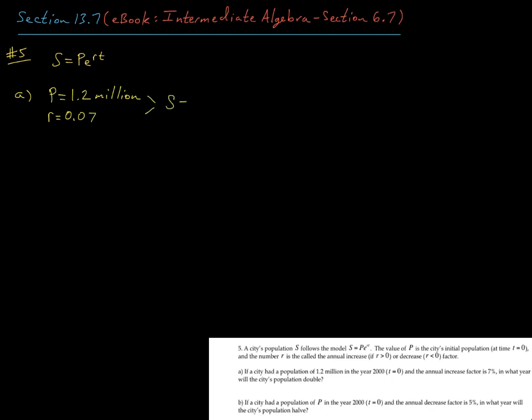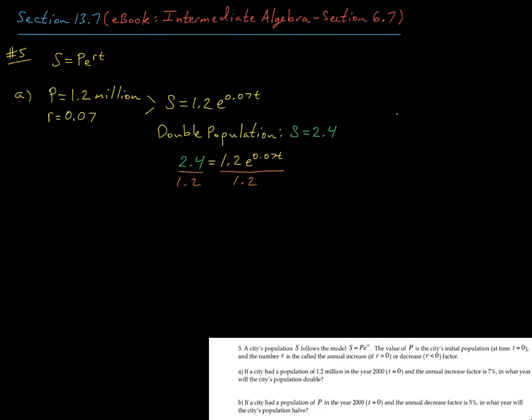Okay, so we have that S then is 1.2 times e to the 0.07t. And so now if I'm going to double the population, so double the population would be when S is 2.4. So we'll set S to 2.4 and then solve for t. So much like what we saw in the last video, I'll start by dividing both sides by 1.2 to isolate the exponential term. And that's going to give us a 2 on the left and our exponential term of e to the 0.07t.